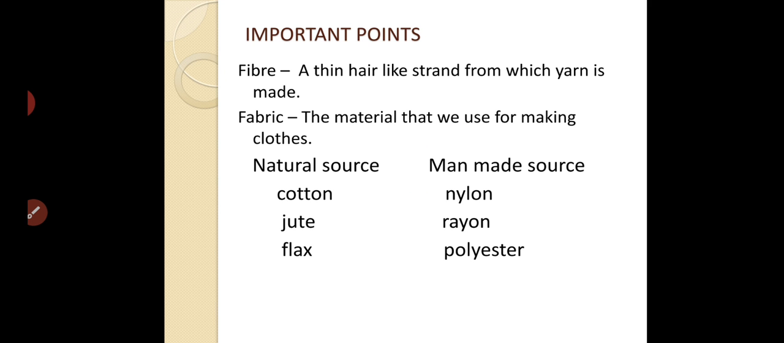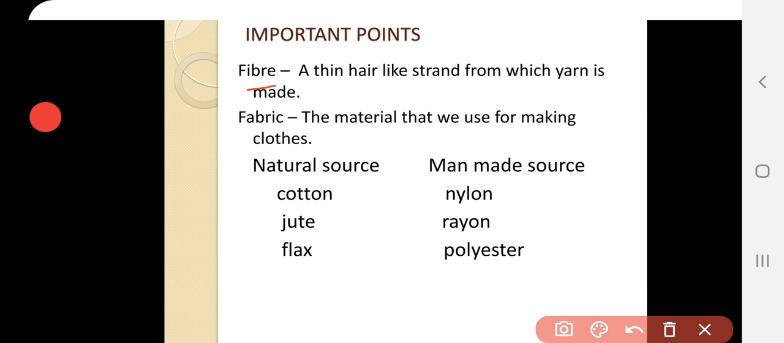Today, we are going to recall the important points in chapter 3, that is fiber to fabric. So, here first it is a fiber. What is this fiber? It is nothing but a thin hair-like strand from which yarn is made. From the fiber, the yarn, that is nothing but the thread, is made. And fabric is the material that we use for making cloths.